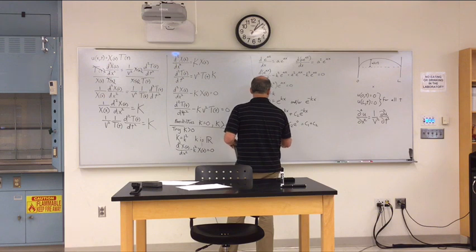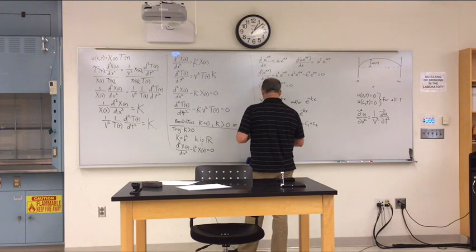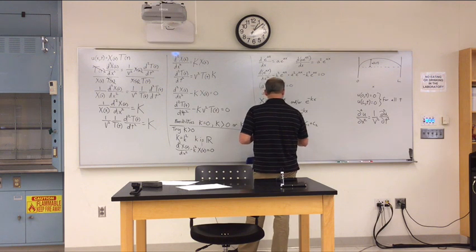X at capital L. So you need C1 e to the KL. Or I guess, sorry, keep this consistent. C1 e to the KL plus C2 e to the minus KL.